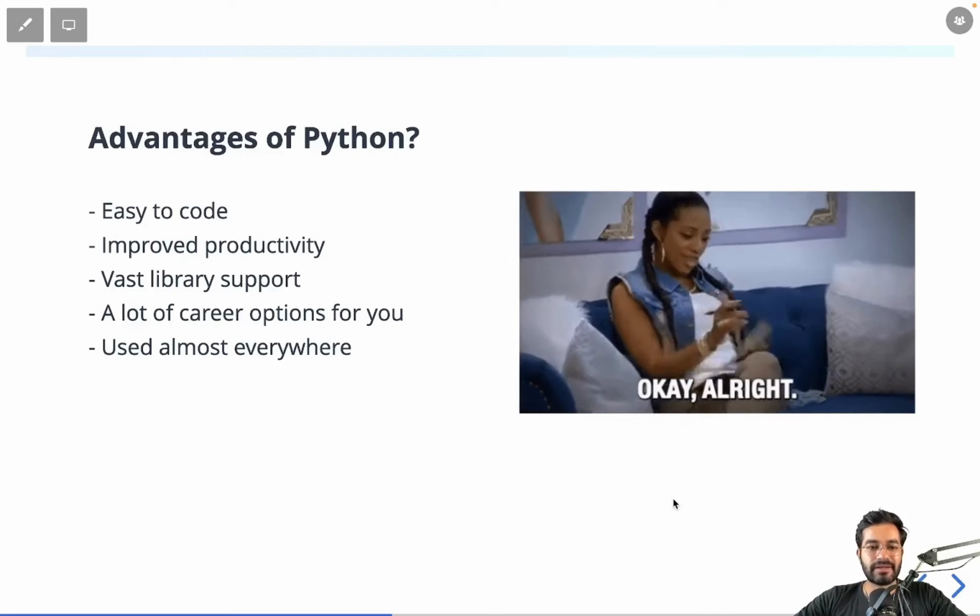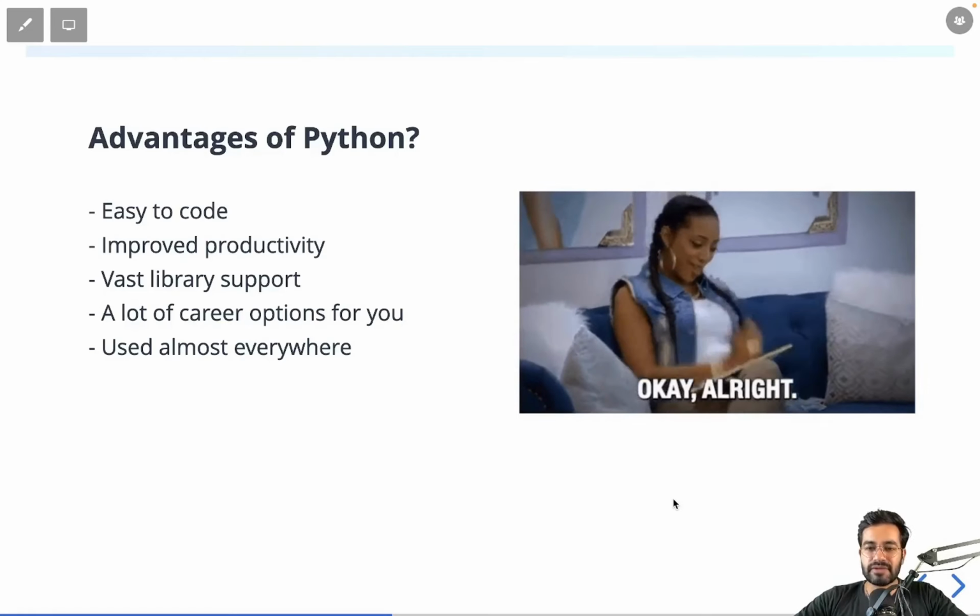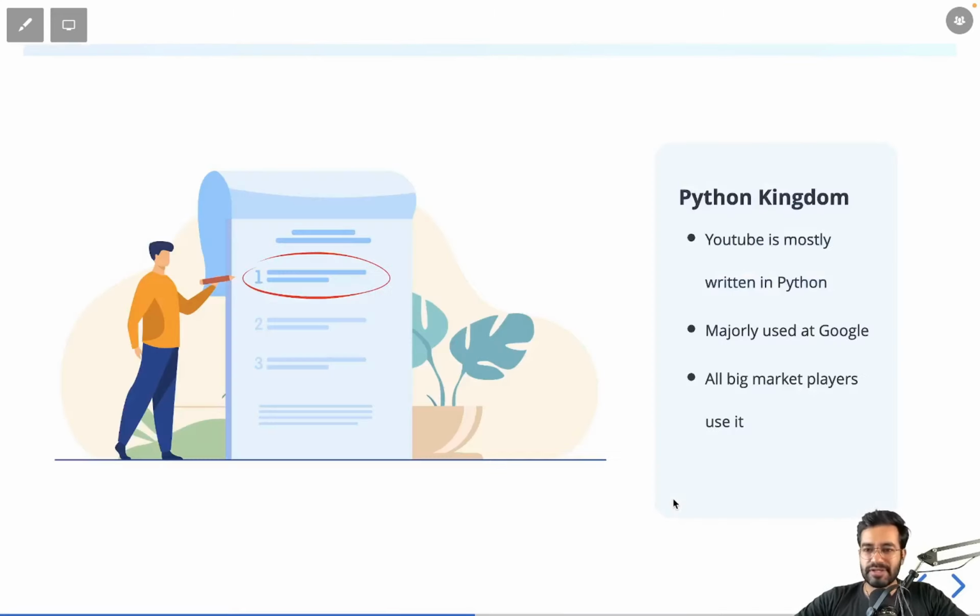Due to which there are a lot of career options for you in Python, which we will see in upcoming slides, and it is being used almost everywhere. Okay, so let's just see what is the Python kingdom and what are all the big market players which use it. You'll be surprised to know that Python is one of the four majorly used languages at Google, and YouTube is mostly written in Python. And apart from that, most of the companies on this planet use Python. May it be Netflix, may it be Instagram, may it be Amazon. You just name it, and they might be using it as well, most probably, because it is so famous.